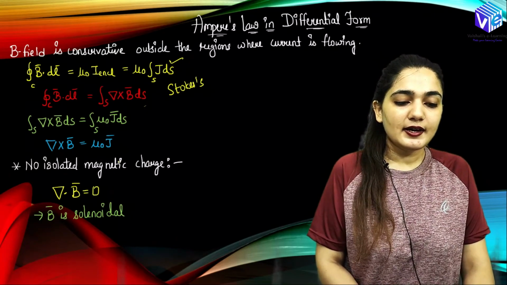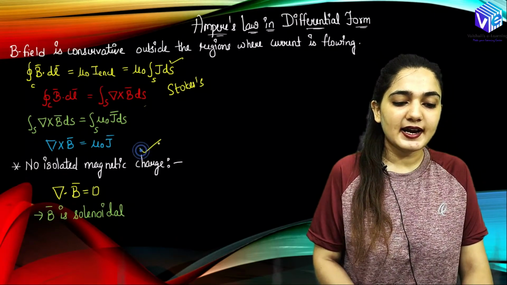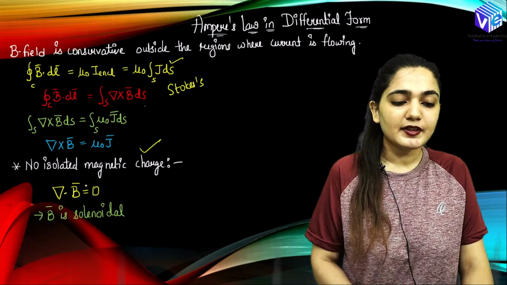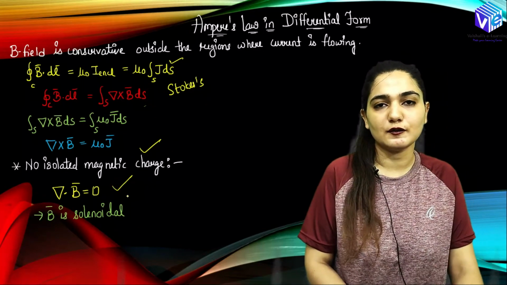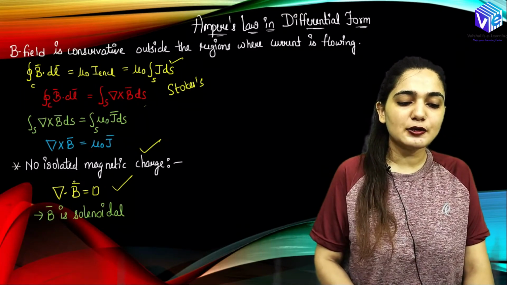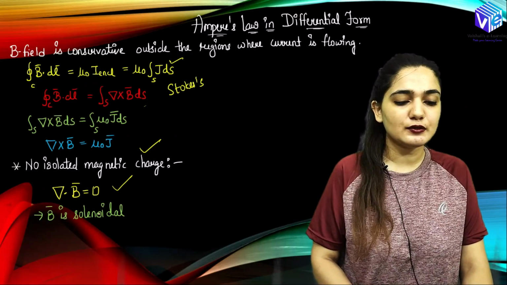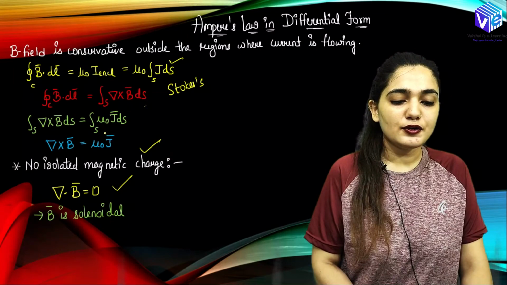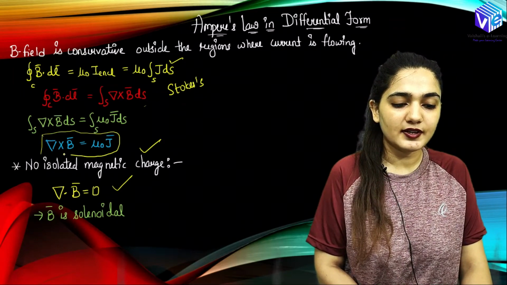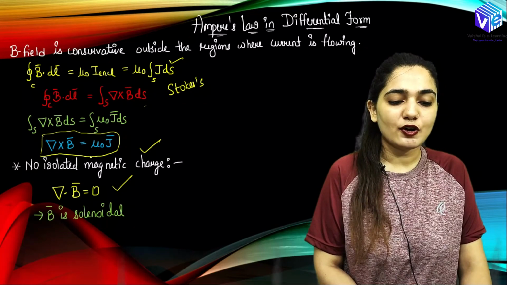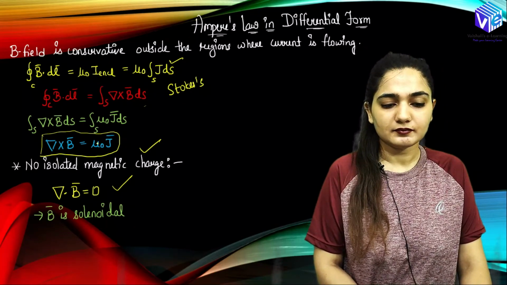Now whenever I don't have isolated magnetic charge, at that time we have the second differential form, del dot B is equal to 0. We are going to talk about this equation in the next video as well. So as of now, you can understand that from Ampere's circuital law we have computed the differential form del cross B is equal to mu naught J, right?